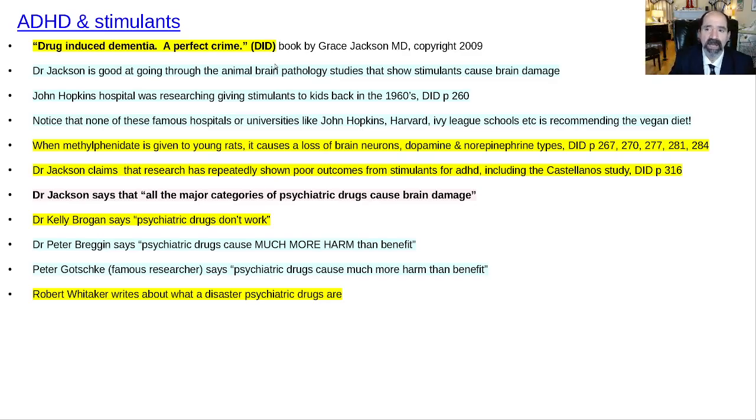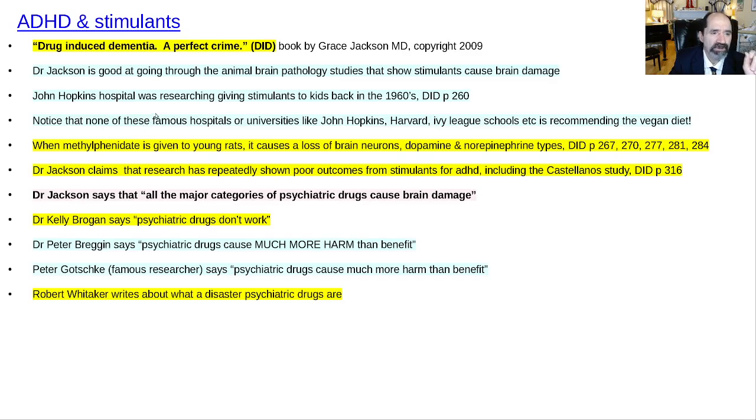And what happens, psychiatry is weird. It always tries to blame the person's cognitive impairment on their intrinsic disease. Oh, they're cognitively slow because they're depressed. Cognitively slow because they're bipolar. No, they're cognitively slow because they've been poisoned with these drugs, and the age-matched, demographic-matched controls of the same age who didn't get drugged have better function. Dr. Jackson is good at going through the animal pathology studies showing stimulants cause brain damage and other types of psychiatric drugs cause brain damage.